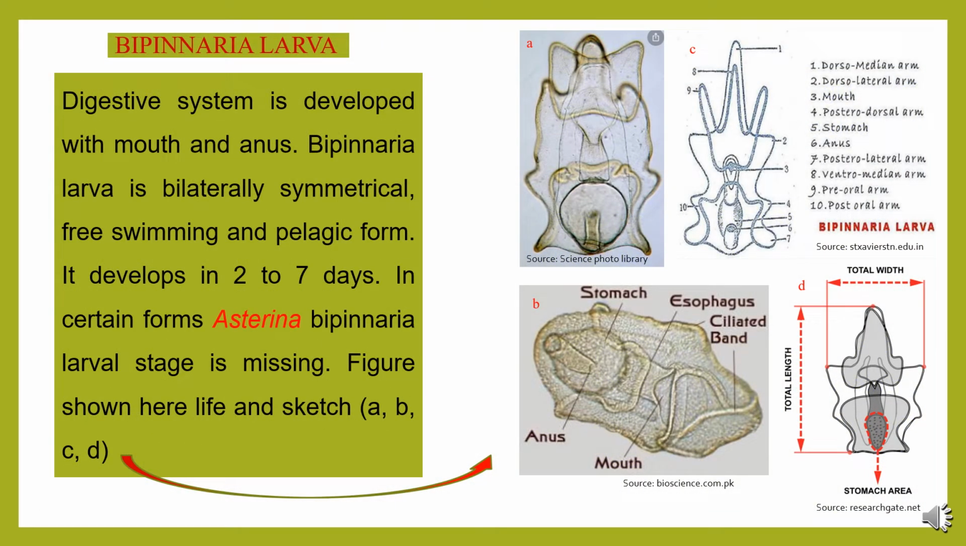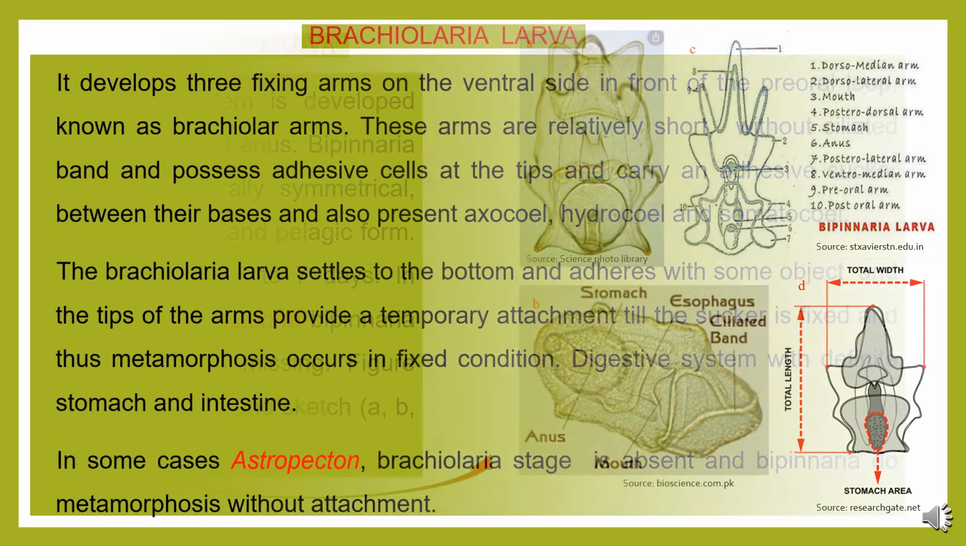The digestive system is developed with mouth and anus. BIPINNARIA larva is a bilaterally symmetrical, free-swimming, pelagic form. It develops in 2 to 7 days. In certain forms, such as Asterina, the BIPINNARIA larval stage is missing. The figure shown here presents a live specimen and a sketch of the BIPINNARIA larva.